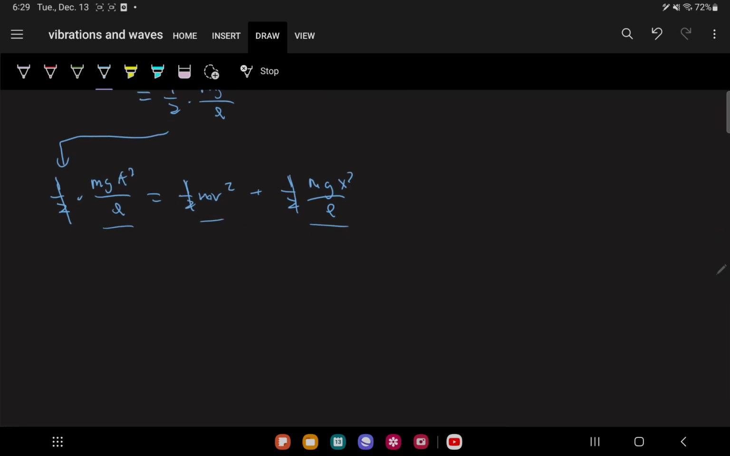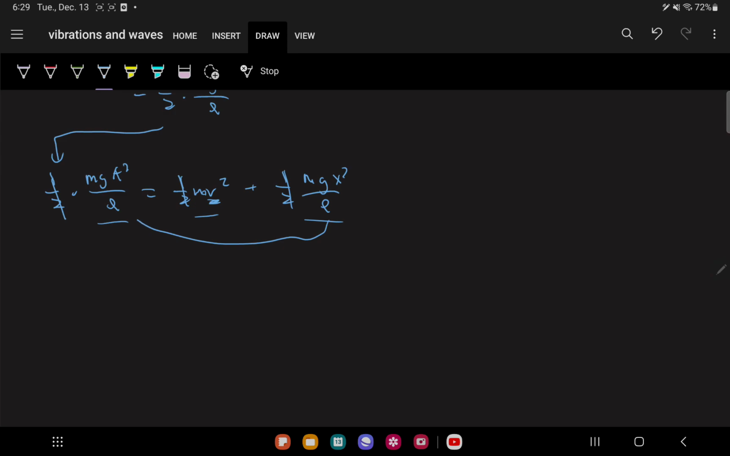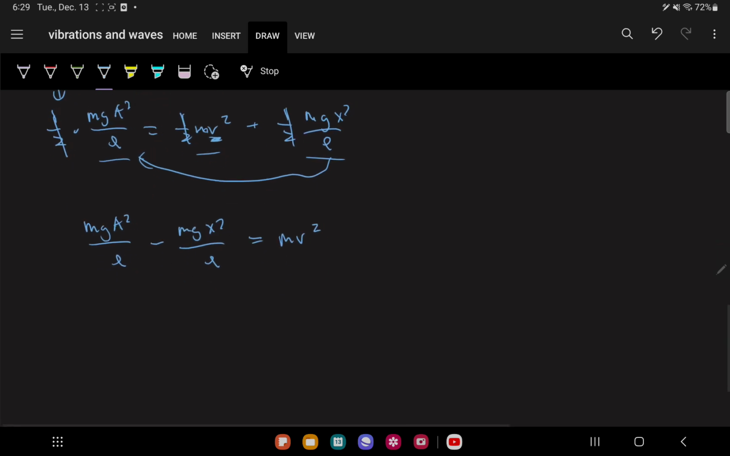And then now what we could do is use it to obtain an expression for the velocity v and the displacement x. We do that by first isolating velocity v, of course. So if you want to isolate v right here, what do you do? Well, you move this to the left side. So this is going to be mg A squared divided by length minus mg x squared divided by length is equal to mv squared for now, right?